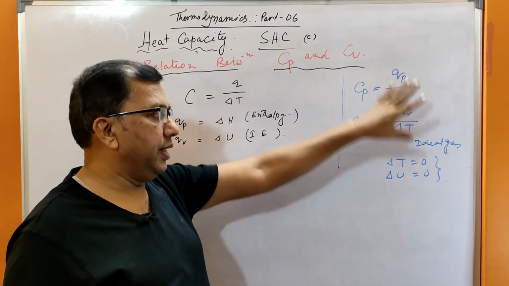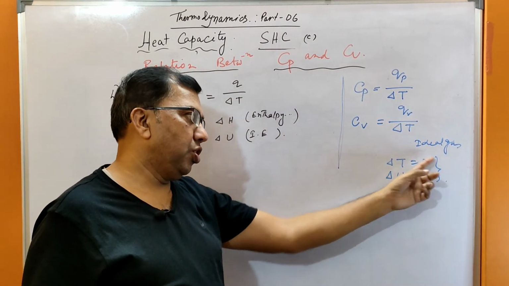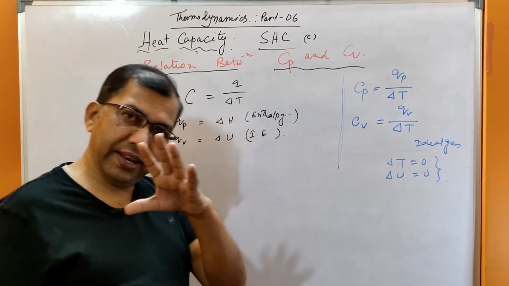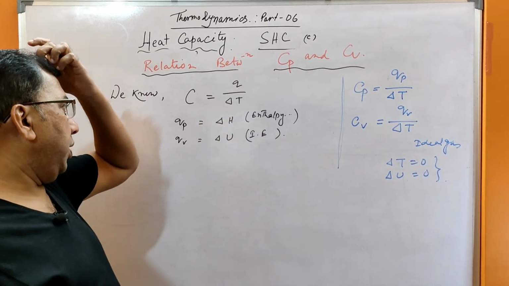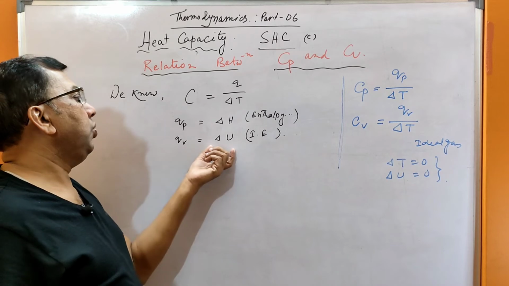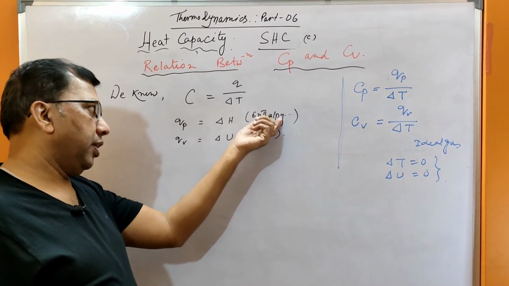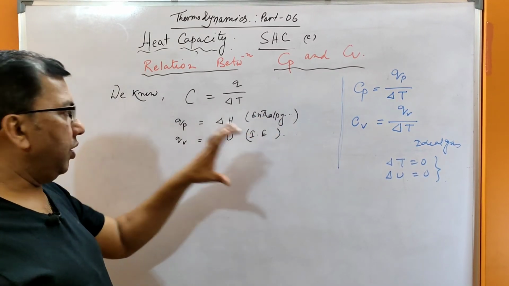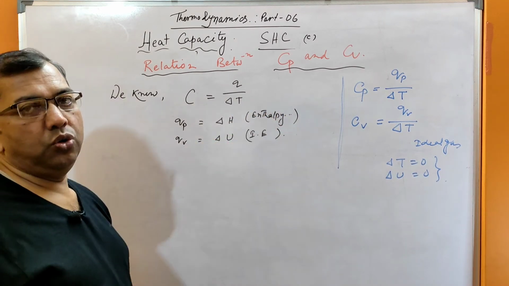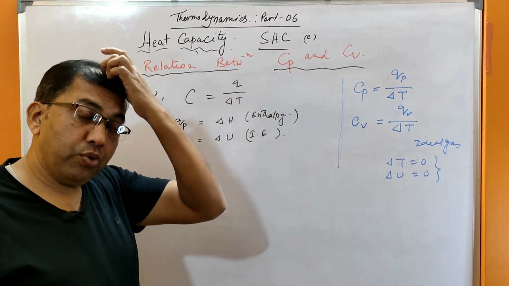We know for an ideal gas, delta T equals 0. Clear? And also QP equals delta H and QV equals delta U. Here it is the enthalpy change, and in the case of internal energy. We know this. So what we have to write out here.